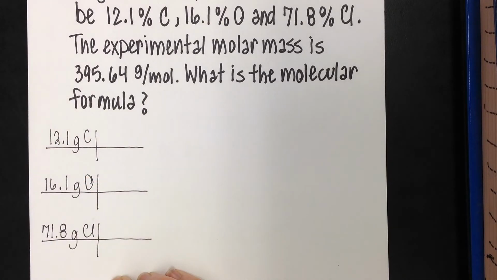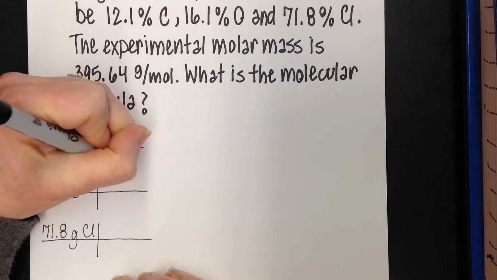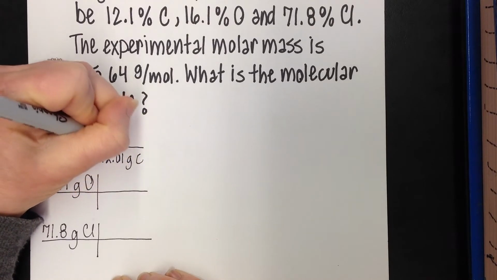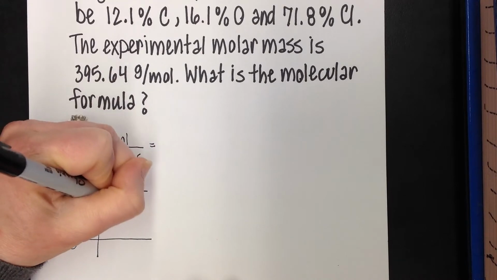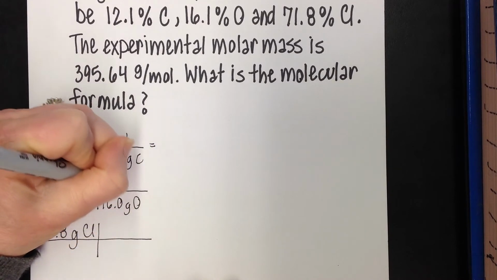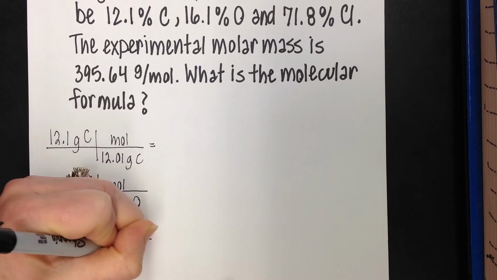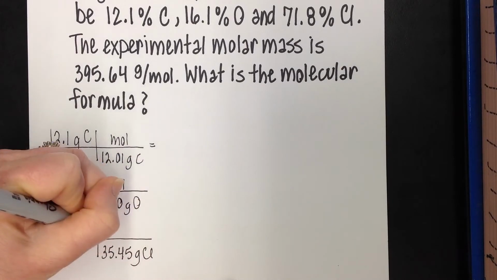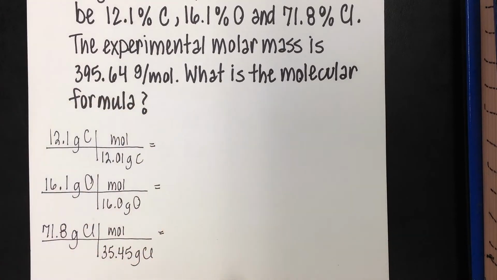So converting grams to moles, there's 12.01 grams of carbon per mole. There are 16.0 grams of oxygen per mole and 35.45 grams of chlorine per mole. And like me, I bet most of you can just rattle those masses right off because you see them all the time.